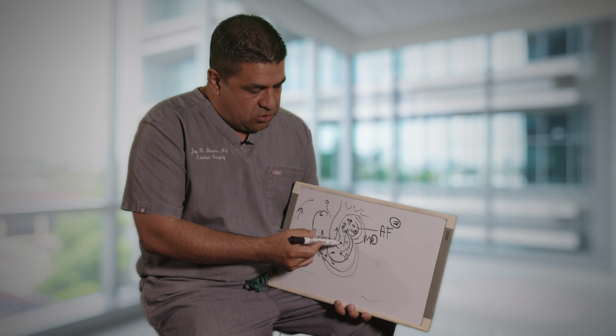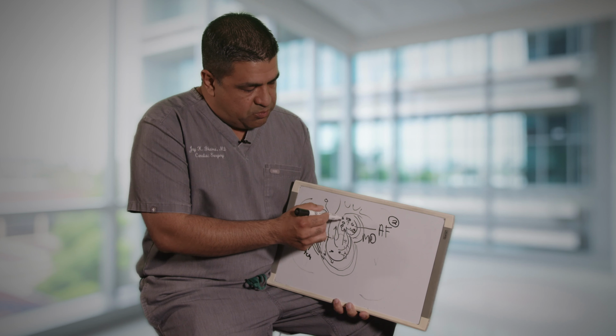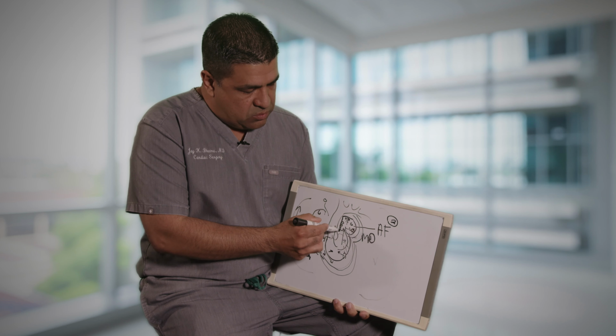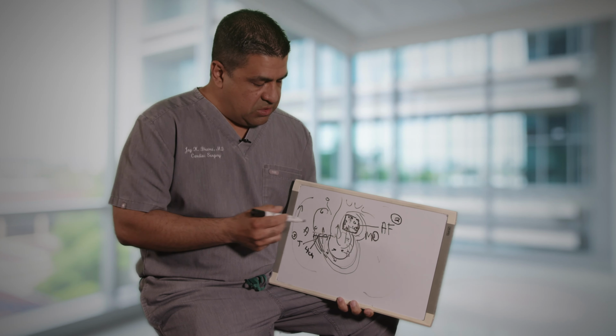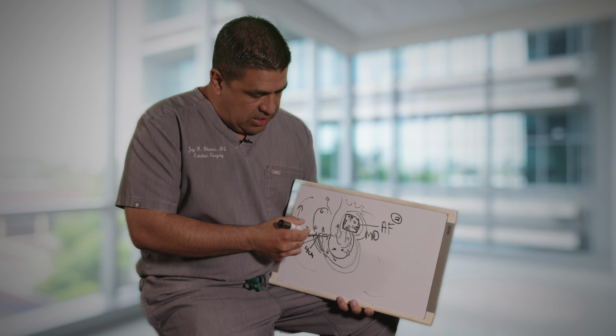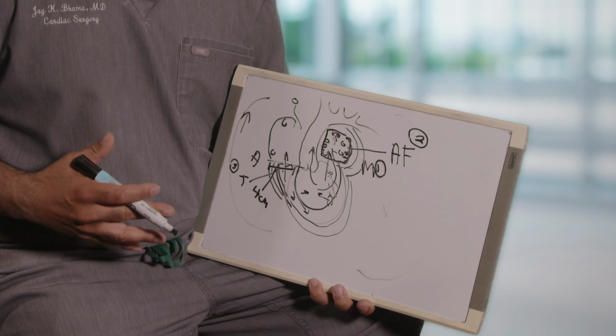So oftentimes we're doing operations where we repair the mitral valve, do an ablation procedure to box those bad lesions to the back of the heart so they can't affect your normal heart rhythm, and repair this tricuspid valve so in the future you don't get problems on the right side of your heart.